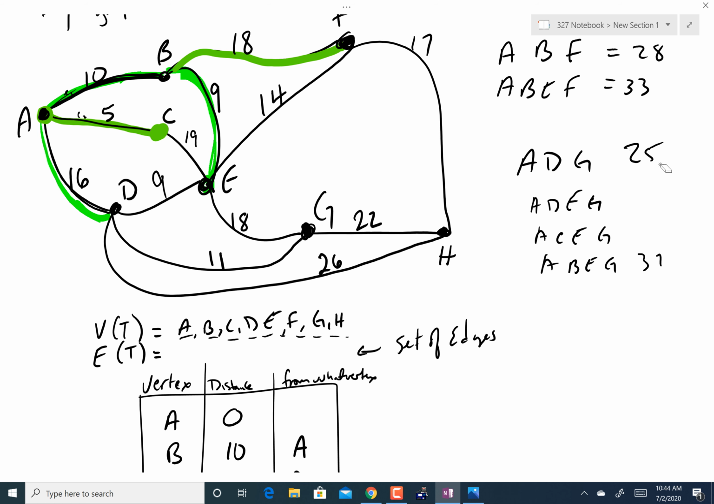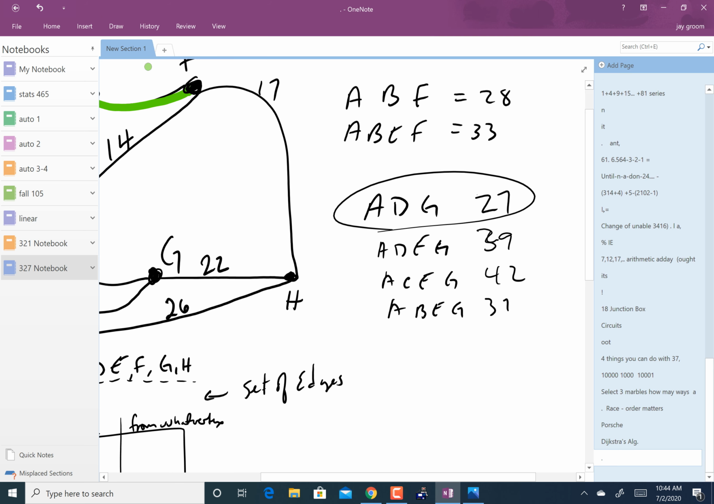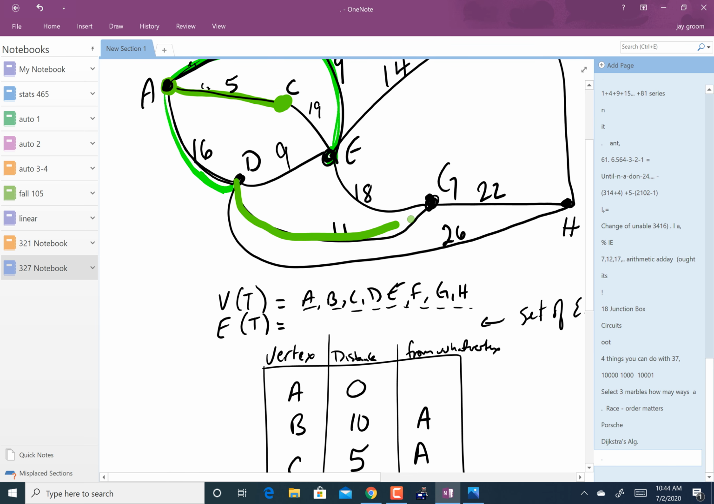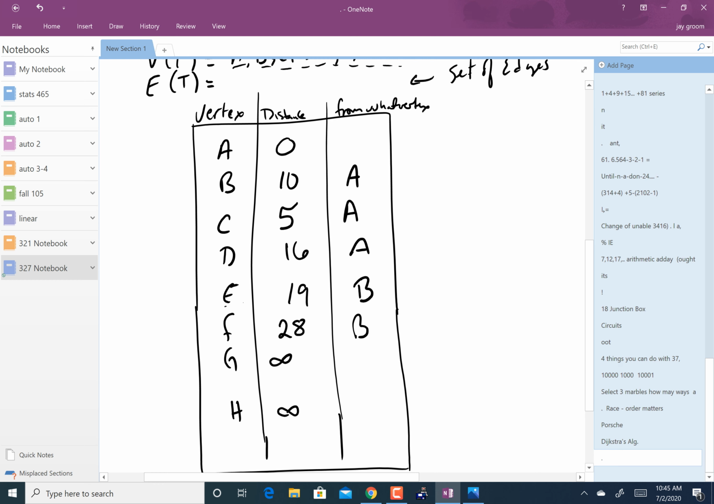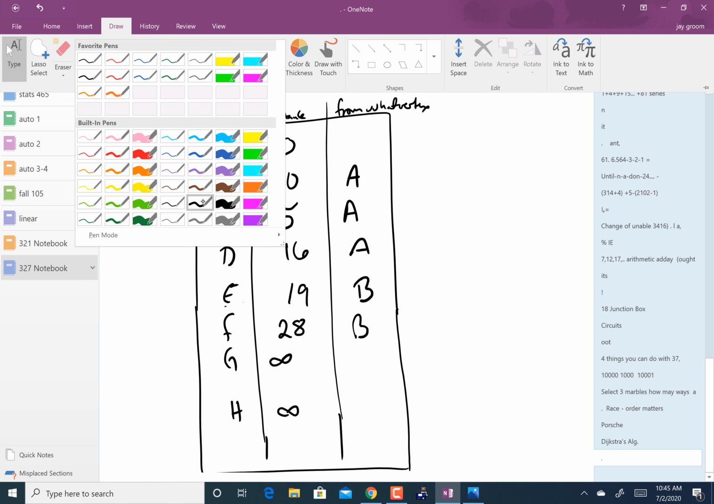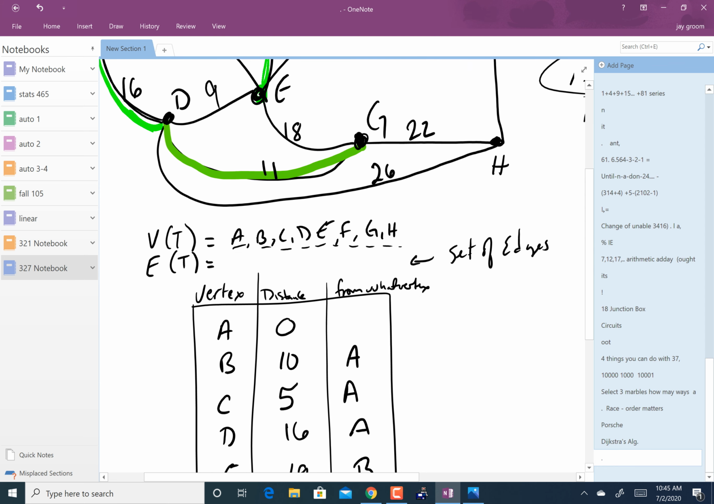Wait, didn't do that right. Let me back up. A to D to G is 27. A to D to E to G is 27, and 16 is 39. A to C to E to G is 37, 42. Okay, this looks to be the shortest. Ergo, I'll be using that 11. And that is 27. So that's for G. So G, I'm going to come down here, grab my pen. And that came from D.